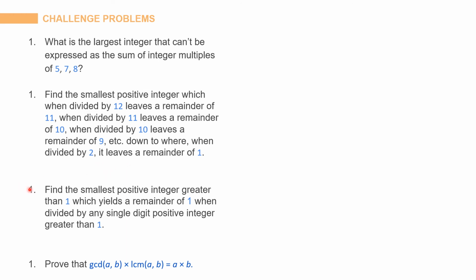The third problem, also known as problem 3: find the smallest positive integer greater than 1 which yields a remainder of 1 when divided by any single-digit positive integer greater than 1. And the fourth problem, also known as 4, as I warned you: prove that the GCD of A and B times the LCM of A and B equals the product of A and B. Again, go back to how the prime factorizations of A and B are used to find the GCD and the LCM, and this is fairly straightforward to prove.